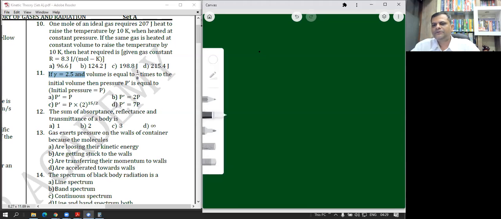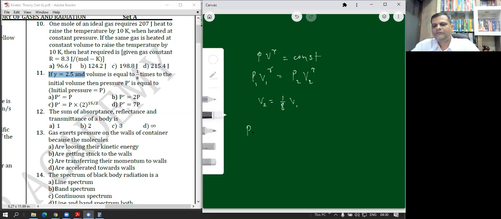In case of an adiabatic process, we know that PV raised to gamma remains constant. Correct? So if you use this, we get P1 V1 raised to gamma is equal to P2 V2 raised to gamma. P1 is P1 only, and P2 is to be found out. The relationship between V1 and V2 is given. It's given that the final volume V2 is just 1/8 of the initial volume V1.